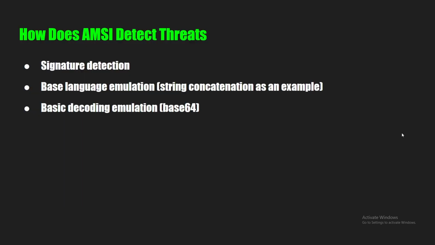So how does AMSI detect threats? There's three main ways it's going to do it. Obviously, there are going to be other things behind the scenes, but these are the main ones that are going to give you the most headaches. Signature detection, base language emulation, where we're referring to string concatenation as an example, as well as other things, and basic decoding emulation. So again, base64 as an example.